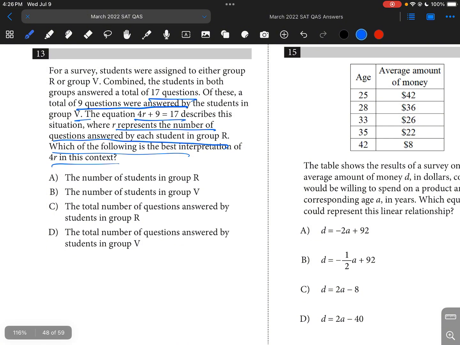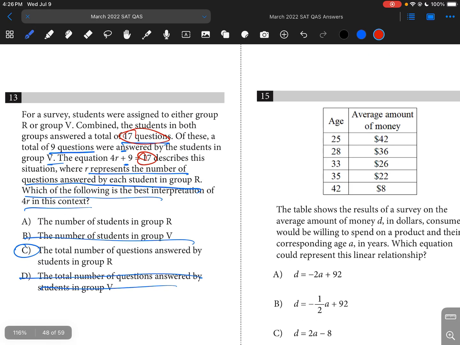Okay, so 17 was answered total, and then 9 of them came from V. So 4R has to be something to do with the R group. So you can immediately remove these. And so the number of students in group R, the total number of questions. Well, it has to be the total number of questions because this equation up here is talking about 17 questions. So this equation has to be dealing with the questions, so it has to be C.